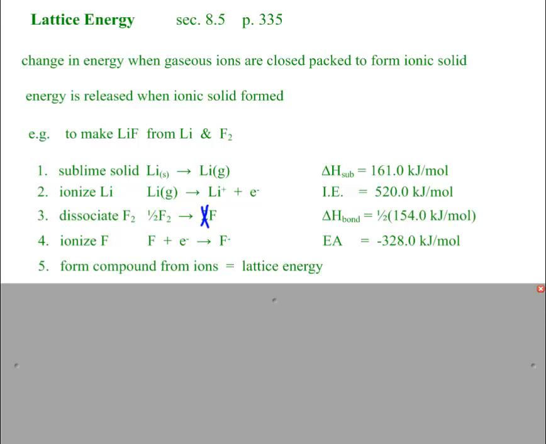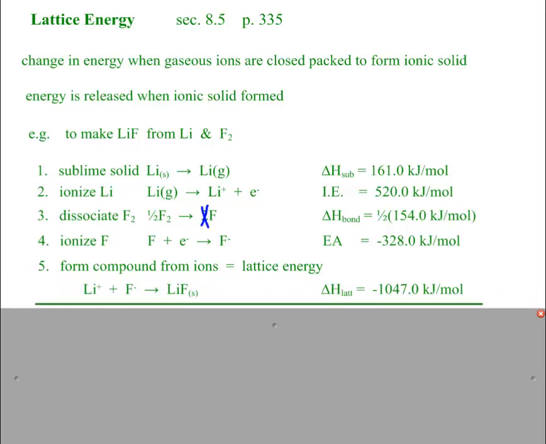Okay, now I'm going to take the positive lithium ions. I'm going to take the negative fluoride ions. They're going to combine, and when these ions combine to form the solid compound, this energy is known as the lattice energy. I can look up the lattice energy, just like I can look up bond energy and sublimation energy, and I get 1,047 kilojoules. It is very exothermic, energy is given off.